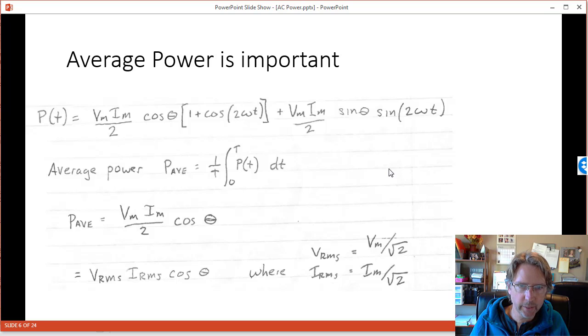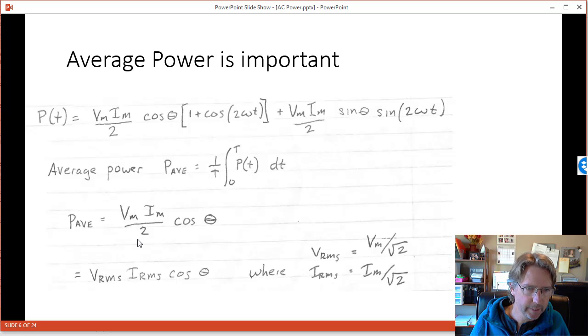So the average power, like I said, is pretty important. And here you can see that these cosine terms and sine terms have an average of 0. So doing the average, which is the integral over one period of the power as a function of time, all of the time functions with cosine and sine drop away, and we're just left with this initial term. So it simplifies a lot if we think about the average power.